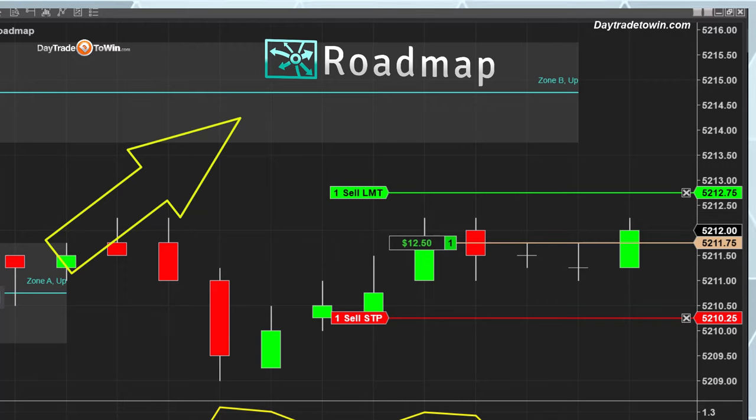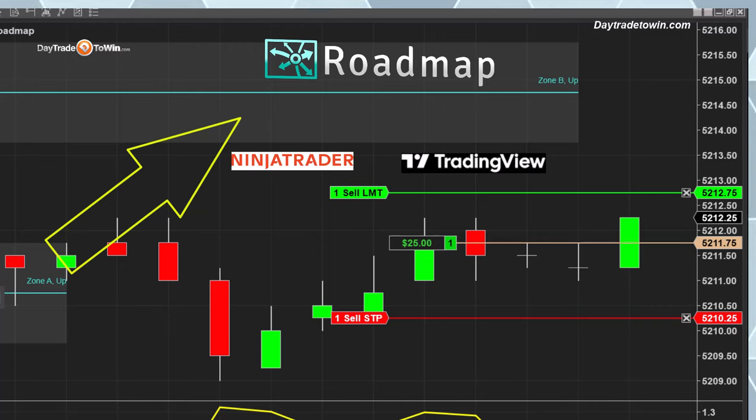So again, markets love to test where they've traded. Check that box. The second thing is, is there anything conflicting? Do I have a filter? You can use your own filter as well. I'm using the roadmap from DayTradeToWin, available for TradingView and NinjaTrader, just like the Trade Scalper. And so I'm going long because there's nothing here stopping me.